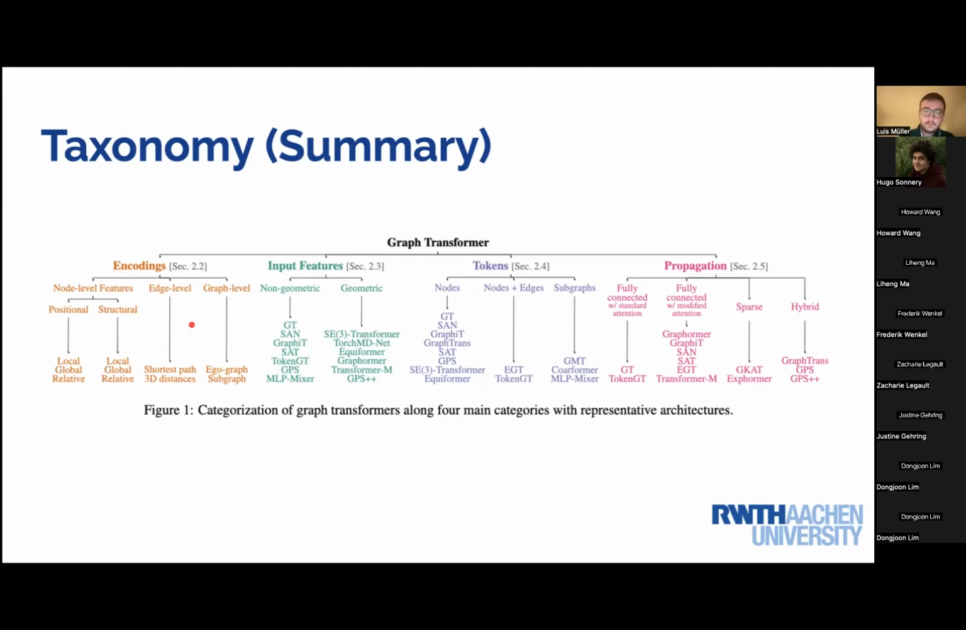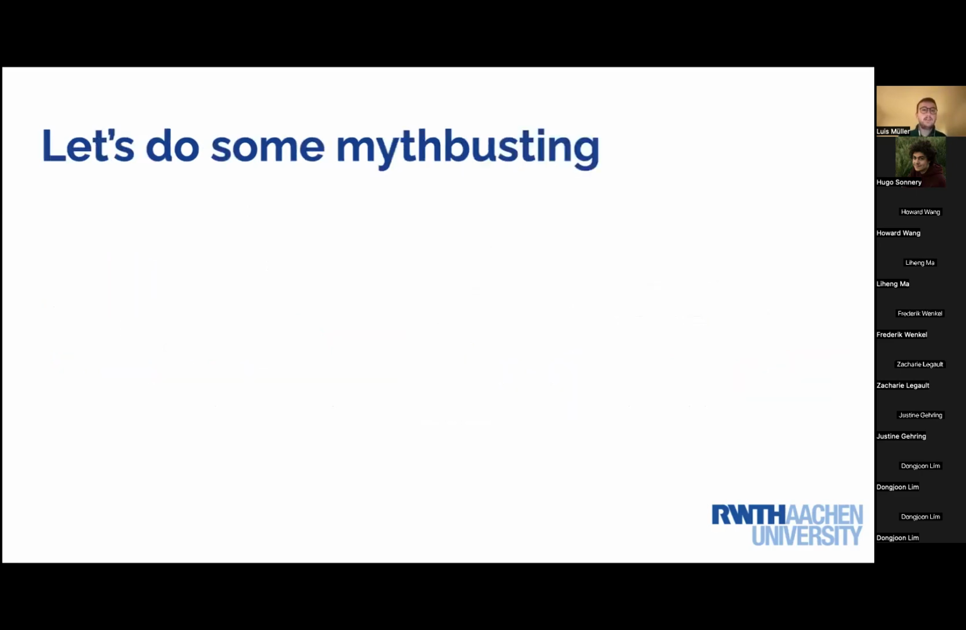All right, and for the second part, this should be a more fun one. This is also what we built our Twitter thread on mostly. We set out to do some myth busting, because the graph transformer field is fairly young. And there's a lot of papers and a lot of claims flying around, and people claiming things like, as I said in the beginning, that graph transformers can just naturally solve the oversquashing, oversmoothing problem, and so on.